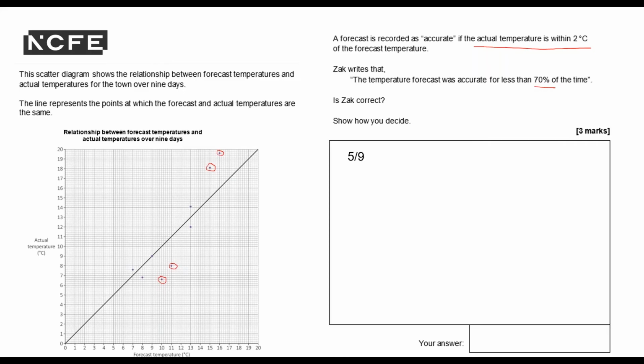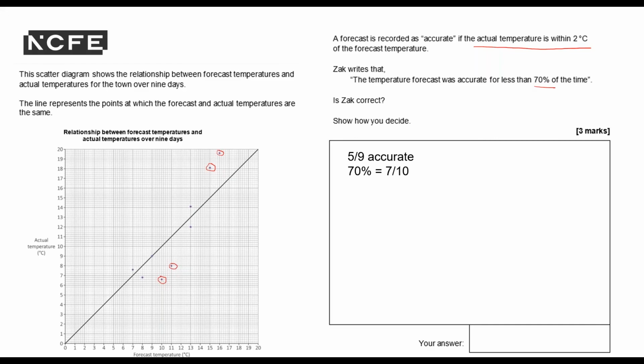So I'm comparing 5/9 with 70%. Now there's lots of different ways that I could compare this fraction with this percentage. I could convert the fraction into a percentage, or I could convert the percentage into a fraction. Either method would be fine. Now, I'm not allowed to use a calculator. This is a non-calculator part. And I think the easiest way, given that I haven't got a calculator, is to convert 70% into 7/10.